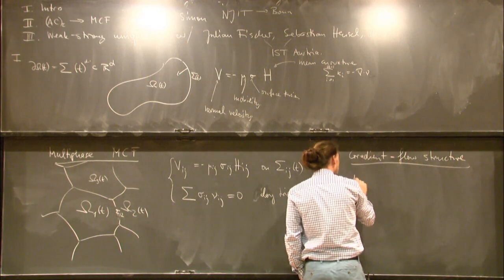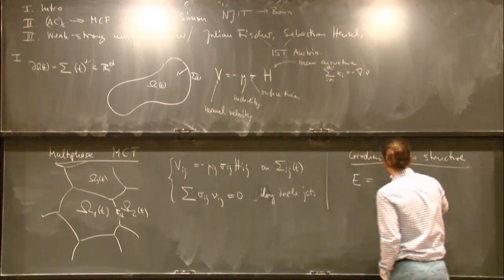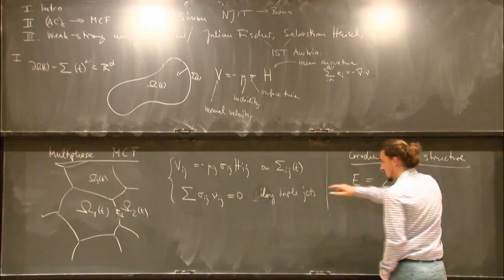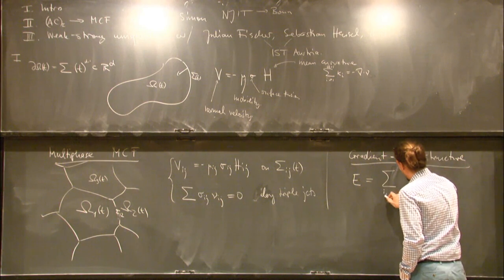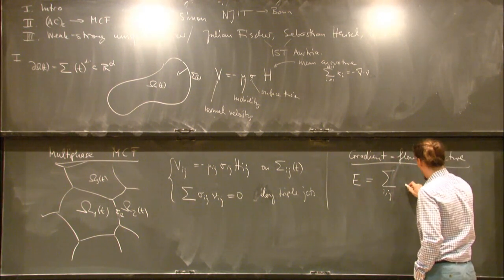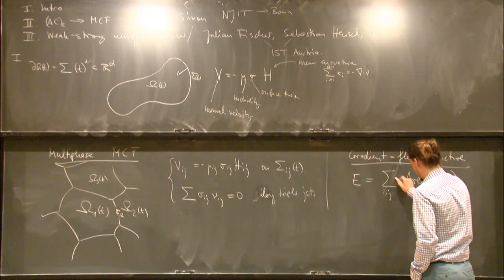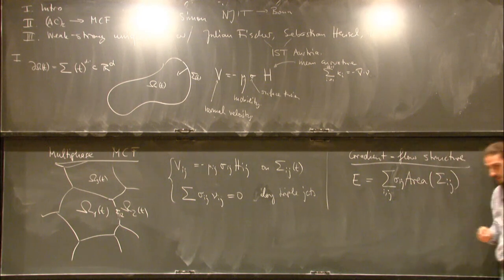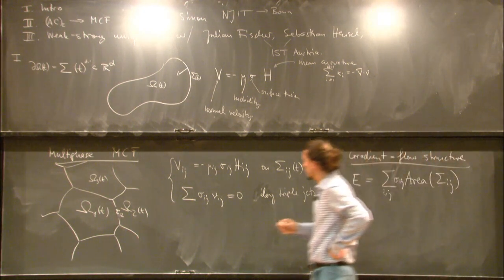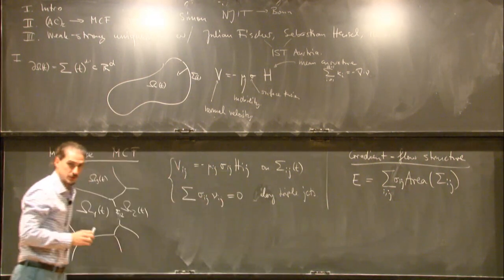So the energy is just, I sum over all these pairs of indices, let's say i less than j, and I just take the area of these interfaces weighted with the surface tensions. That's the energy. So you see, the anisotropy comes from the energy.